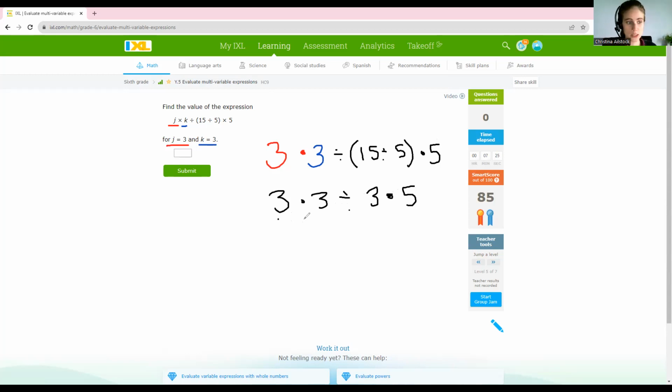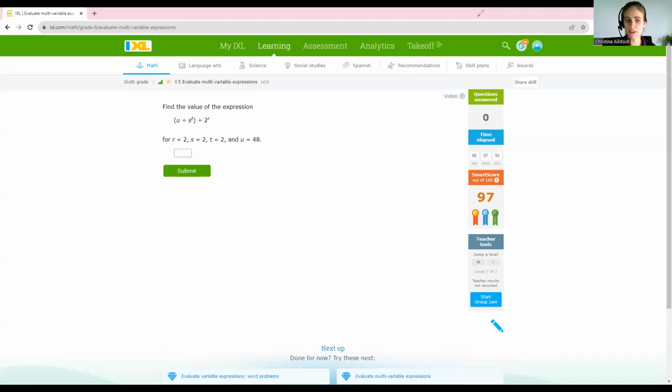So first, that means we're going to do 3 times 3, which is 9. So now we have 9 divided by 3 times 5. 9 divided by 3 is 3. And then 3 times 5 gives us our final answer of 15. All right, let's do one final problem here.